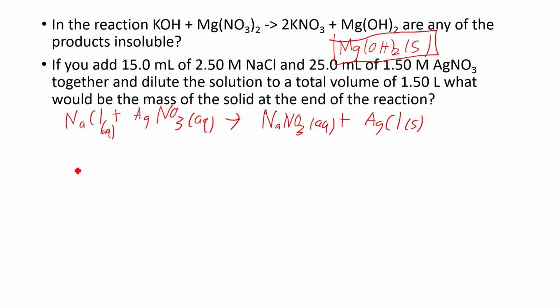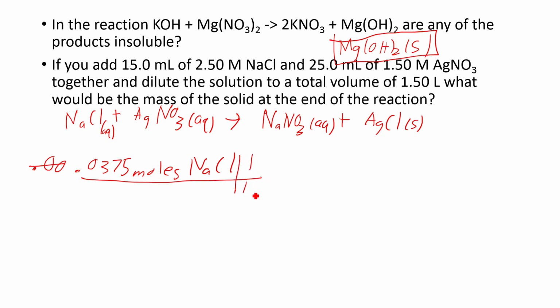That's awesome. So now we're going to convert our 0.0375 moles of NaCl to AgCl. And this is just a 1-to-1 relationship. 1 mole of NaCl, 1 mole of AgCl. So we would form 0.0375 moles of silver chloride solid.